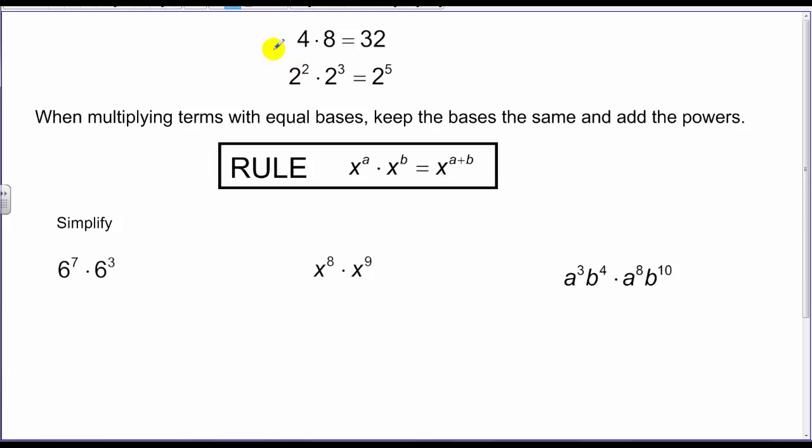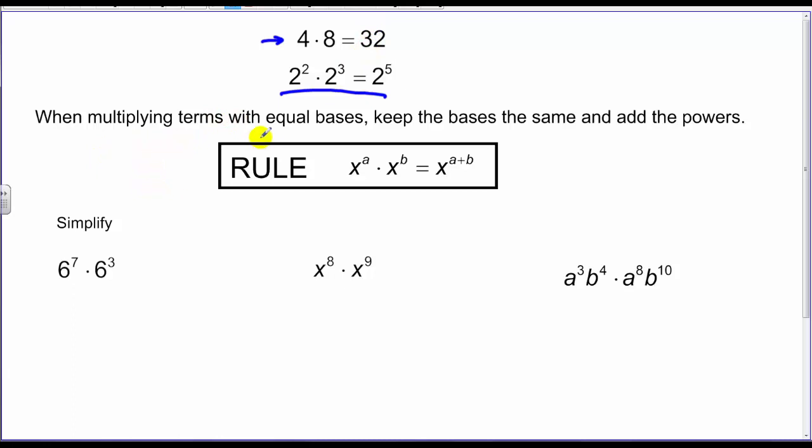Now here's an example of a true statement that we know about. We have 4 times 8 equals 32, no big deal. I'm going to convert all these to powers. So we have 4 is equal to 2 squared, 8 is equal to 2 to the third, and 32 is equal to 2 to the fifth. And I want to look at the relationship between these two terms multiplied together and their actual product. And we notice that if we keep the base the same and add the two powers, we end up with our 32. So in general, we create a rule from that.